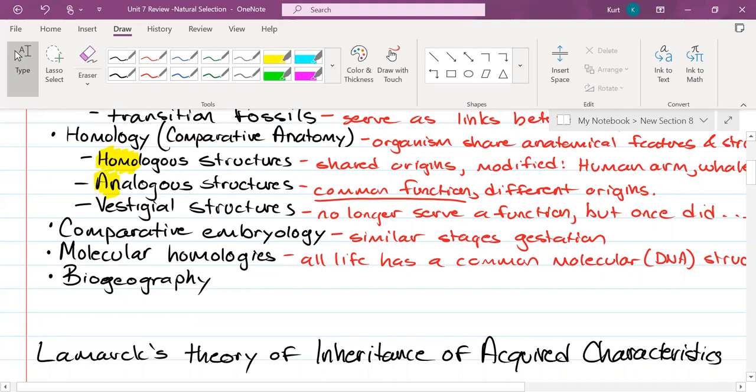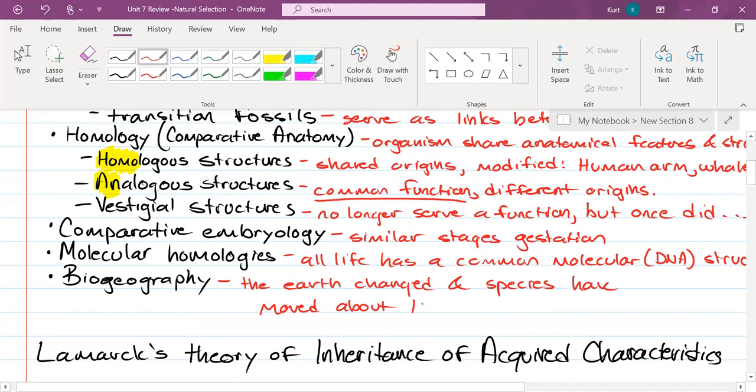Then we have biogeography, which talks about how the Earth has changed, and species have moved about the Earth over time. For instance, where do we find the majority of Earth's marsupials? We find them in Australia. That's an example of biogeography, how they were isolated. Australia used to be part of Pangaea, the one giant supercontinent. But then, through continental drift, it broke off and became an island. And all those organisms were stuck on that island, and they evolved very differently. That's an example of biogeography.